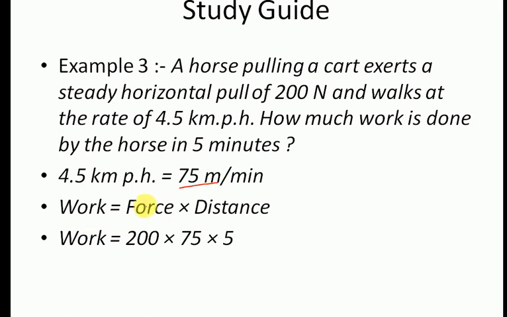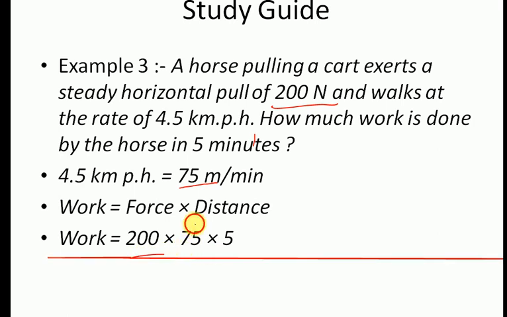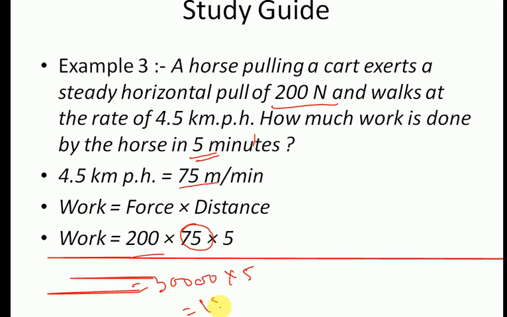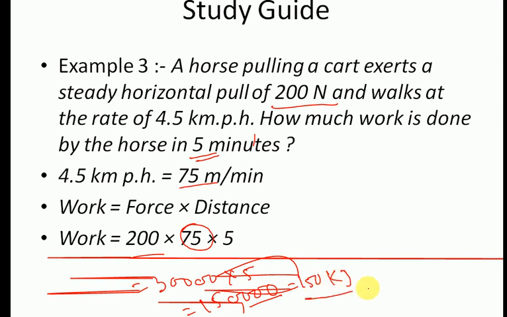Now what is work? Work done equals force. What is the amount of force? Force is 200 Newton multiplied by 75 meter per minute. Now how many minutes? 5 minutes. So I multiply again by the 5. 75 into 2 is 150, and 150 into 5 gives 750 kilojoule.